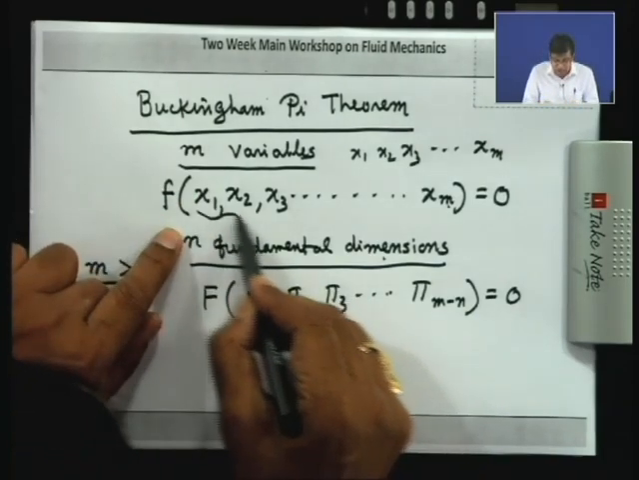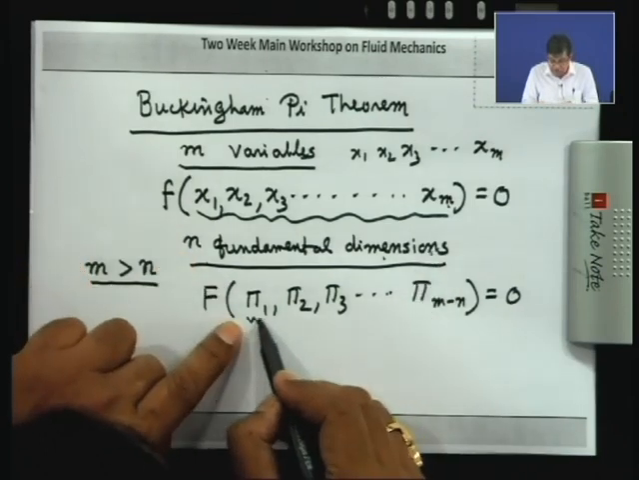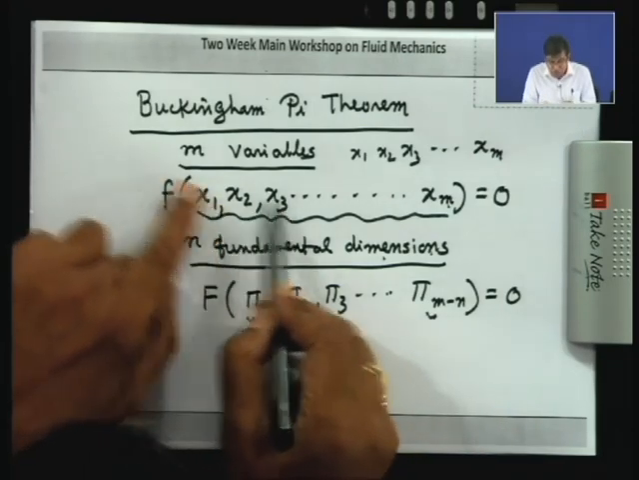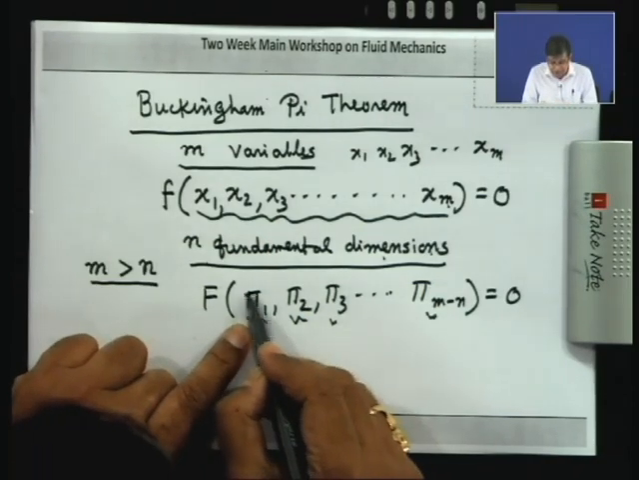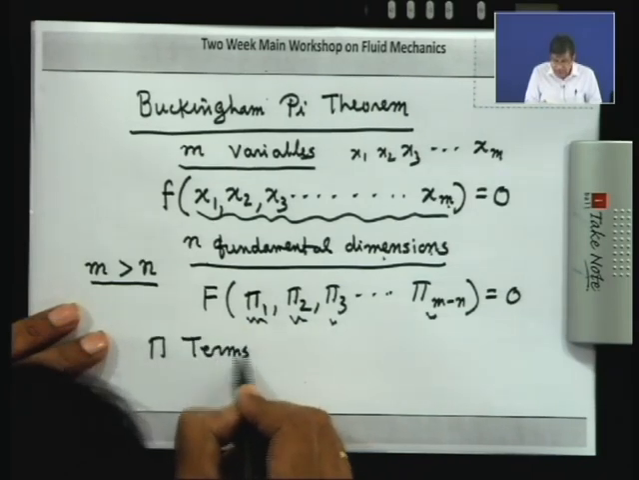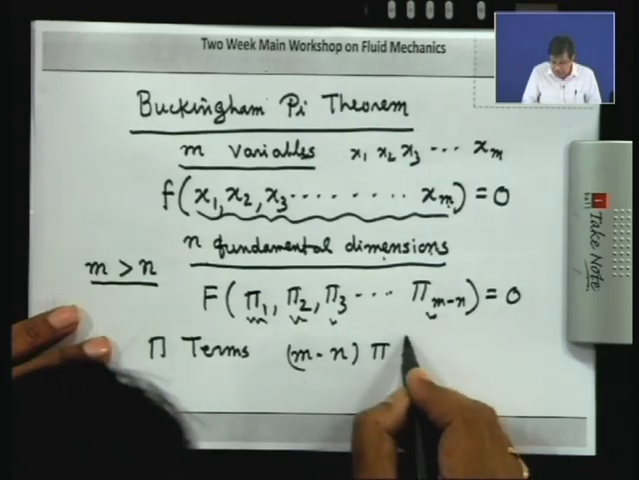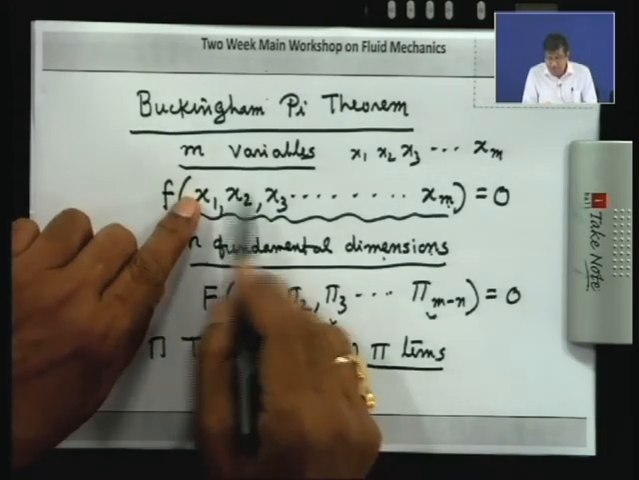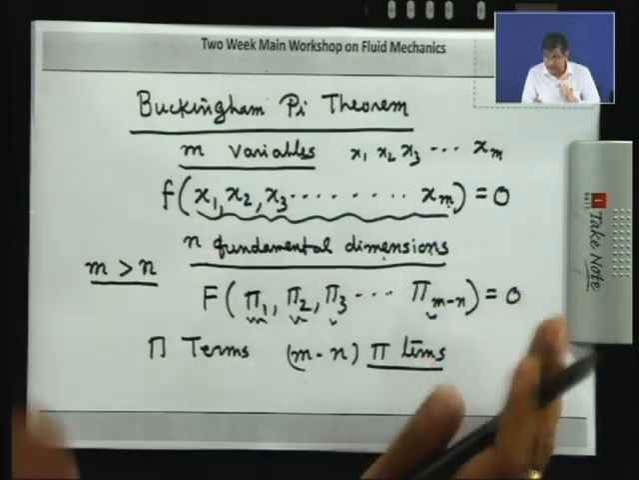If the problem is governed by m variables expressed by n fundamental dimensions, then the problem is in fact governed by m minus n dimensionless variables, which are groupings of all these variables, expressed as pi 1, pi 2, and known as pi terms. That is, m minus n pi terms, which are some grouping of all these parameters. What grouping, I will come to afterwards, how to get that grouping.